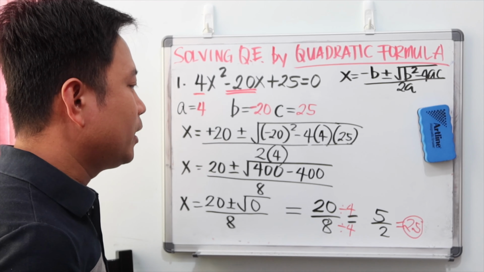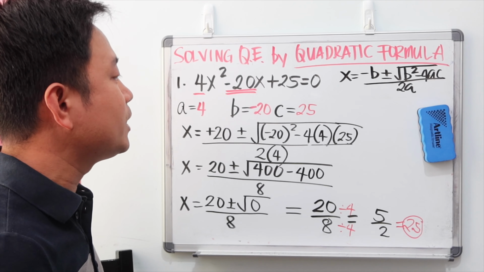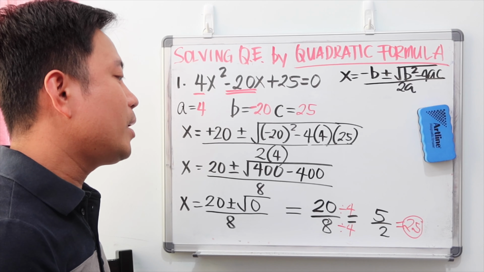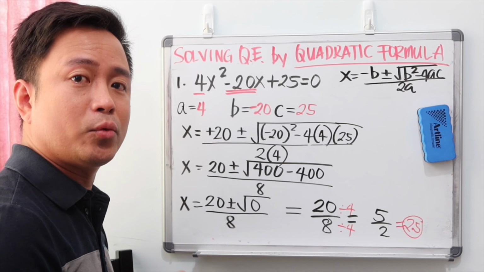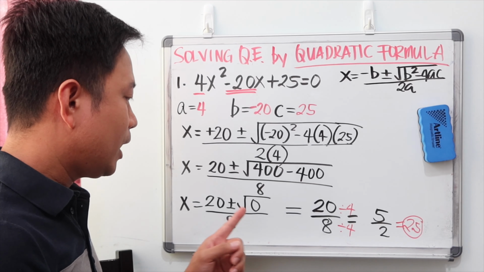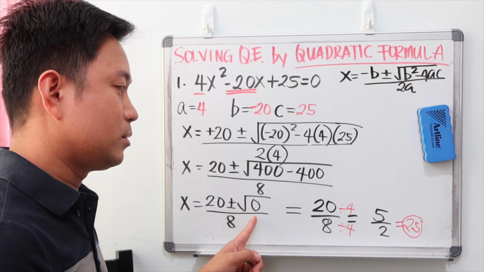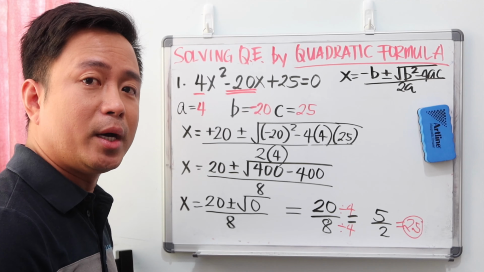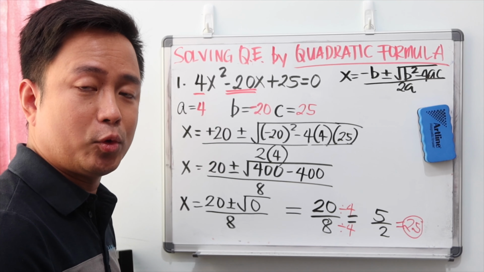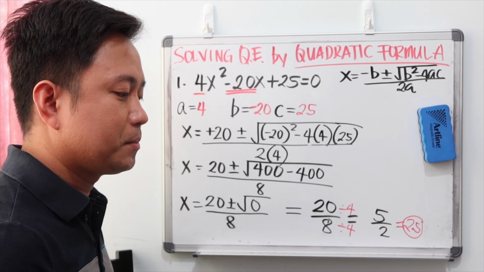In our example number 1, we got a positive discriminant, so we had two values of x, or two x-intercepts. In our second example, our discriminant is 0, and we have one value of x, which means we have one x-intercept.